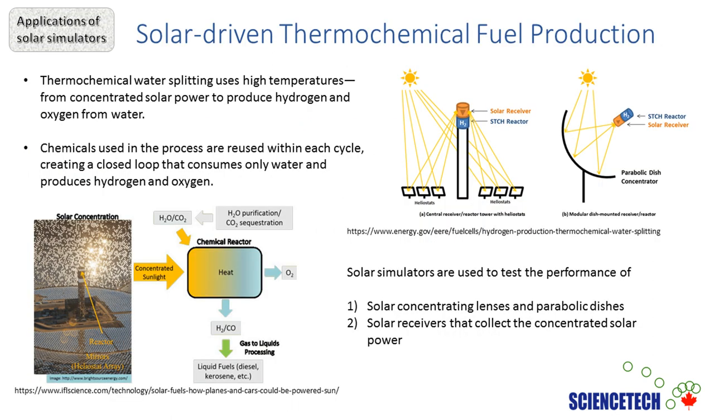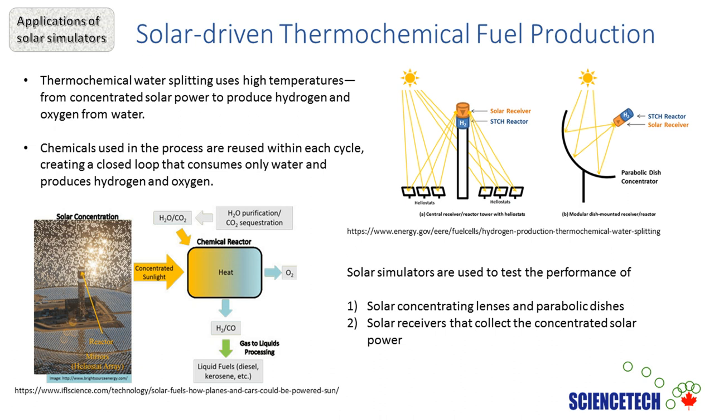Okay, so lastly, we are going to discuss thermochemical fuel production. Thermochemical fuel production converts concentrated solar power into chemical fuels that can be stored and used. This is done by utilizing concentrated solar heat to drive chemical reactions so that water and carbon dioxide, for instance, react to produce hydrogen and oxygen.